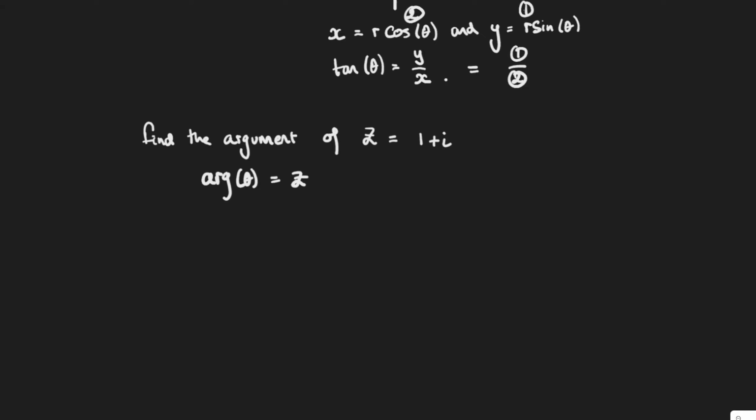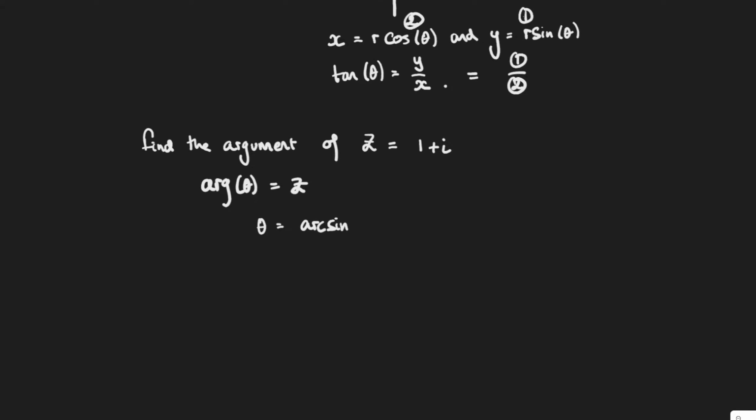So how do we do this? Well, theta can be found by doing theta equals arc tan of y over x. Our value here is 1 and 1, so 1 divided by 1, arc tan. And this should be equal to pi over 4.